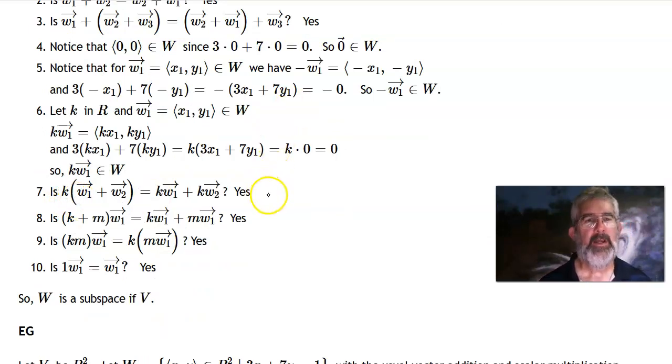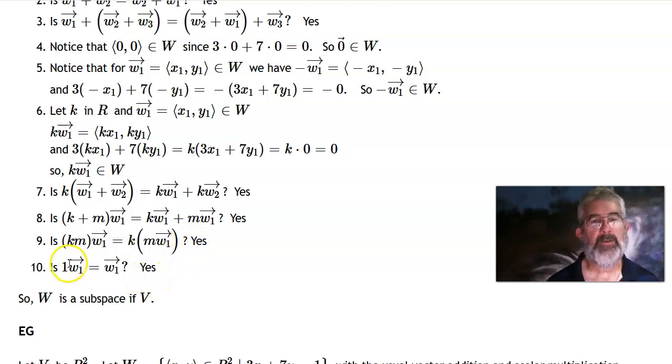Is there a distributive property this way? Yes, there is, because you're in a vector space R2, which we already know has that property. Likewise, it has this property, and this distributive property, and then there's this associative property of scalar multiplication that works this way, and that of course is true because that's true in R2.